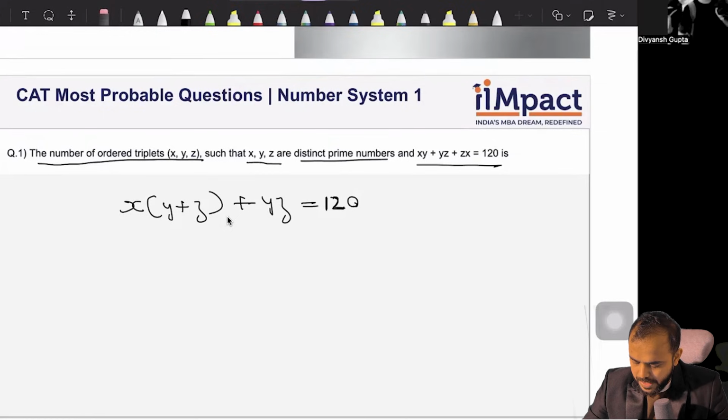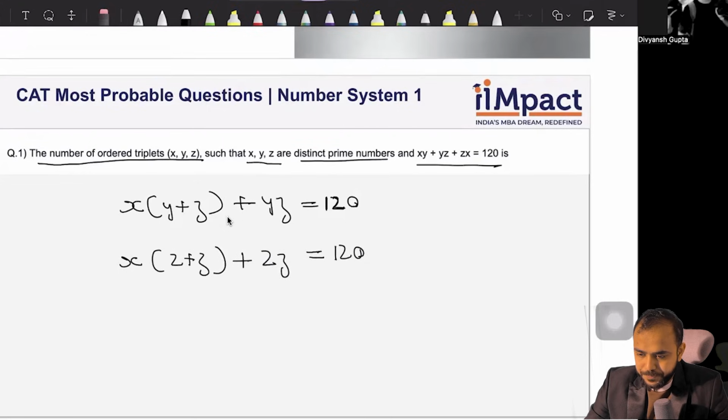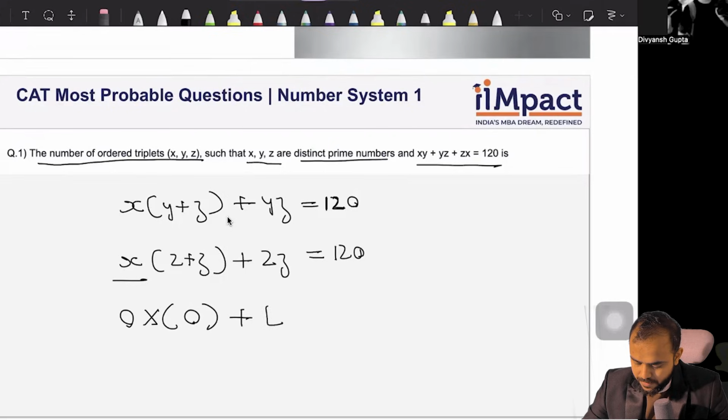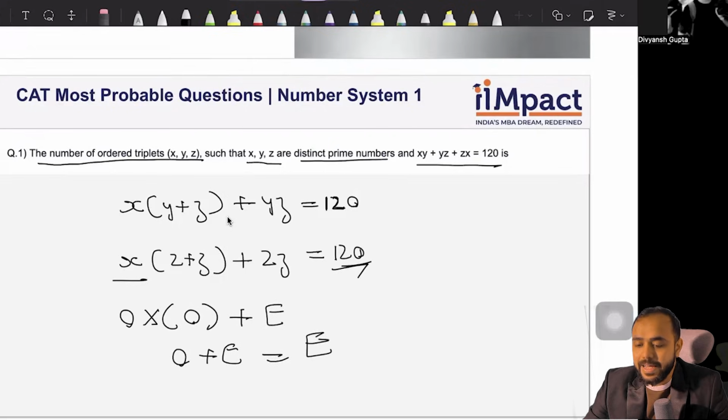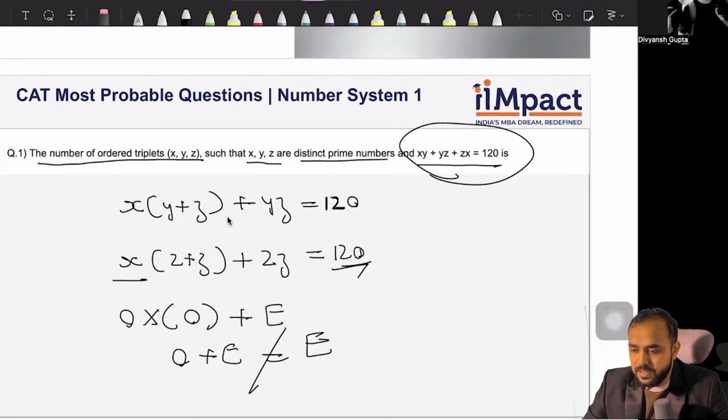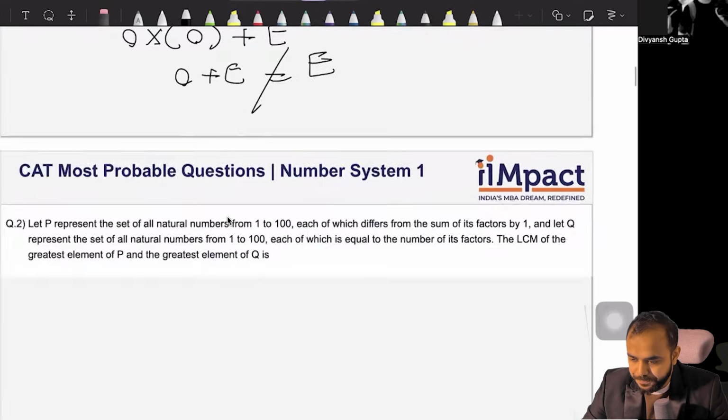as 2. So you'll get x into (2 plus z) plus 2z is equal to 120. Now x and z will have to be odd. So this is odd into (2 plus odd), which will be odd, plus 2 into odd, that is even. So you'll get odd plus even is equal to 120, which is an even number, again not possible. So there is no iteration of x, y, z distinct prime numbers which will give you this as your answer. So your answer for this question will be 0 triplets. It is not possible at all.